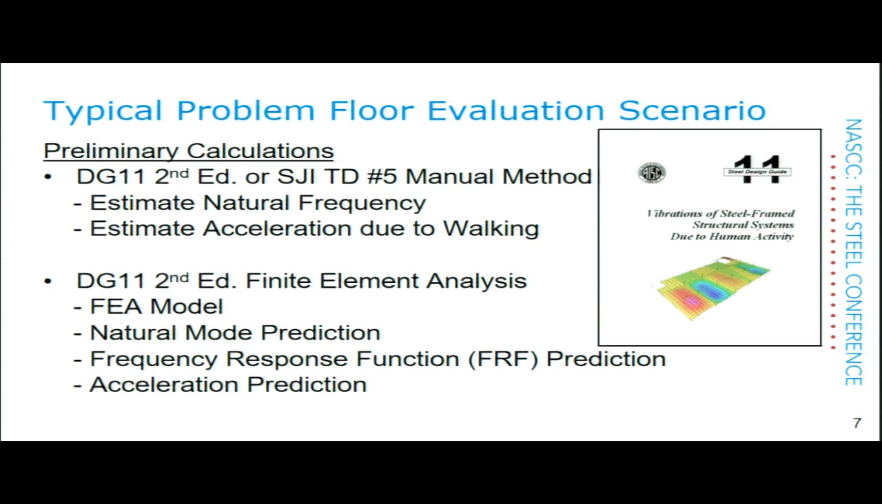And the SJI Technical Digest number 5 describes a manual method. The manual method would allow us to estimate the natural frequency of the floor and also estimate the acceleration due to walking. The manual method only, though, applies to what are called regular bays, that is, rectangular bays, and works best if the surrounding areas are also rectangular or regular bays.